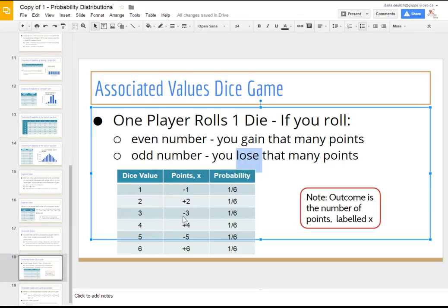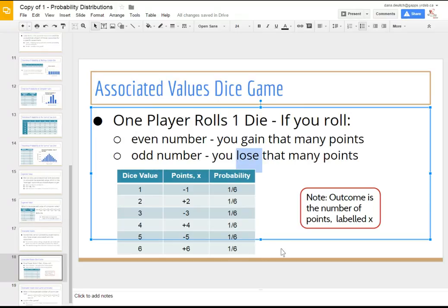If I roll a 3, I lose 3 points. If I roll a 5, I lose 5 points. Even numbers I gain. So if I roll a 2, I gain 2 points. Roll a 4, I gain 4. I roll a 6, I gain 6. You can see gaining is addition, losing is negative. My probabilities are still 1 out of 6.